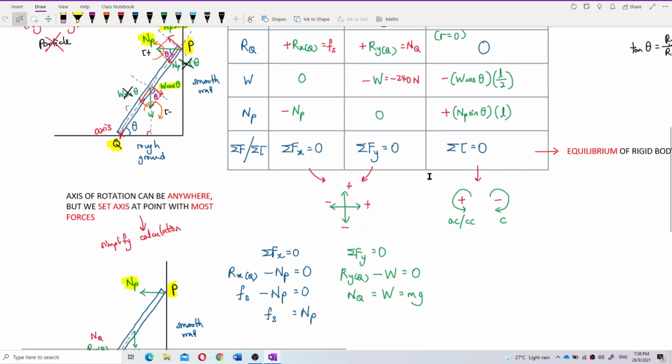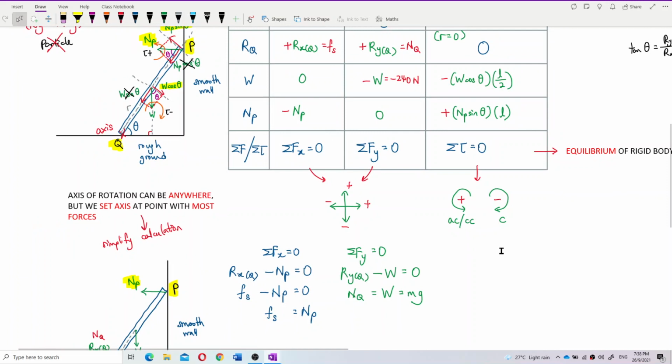So let's continue. No need to write mg anymore because we already have the weight. So the normal force for Q is actually 240 Newton. We already got the normal force for Q.